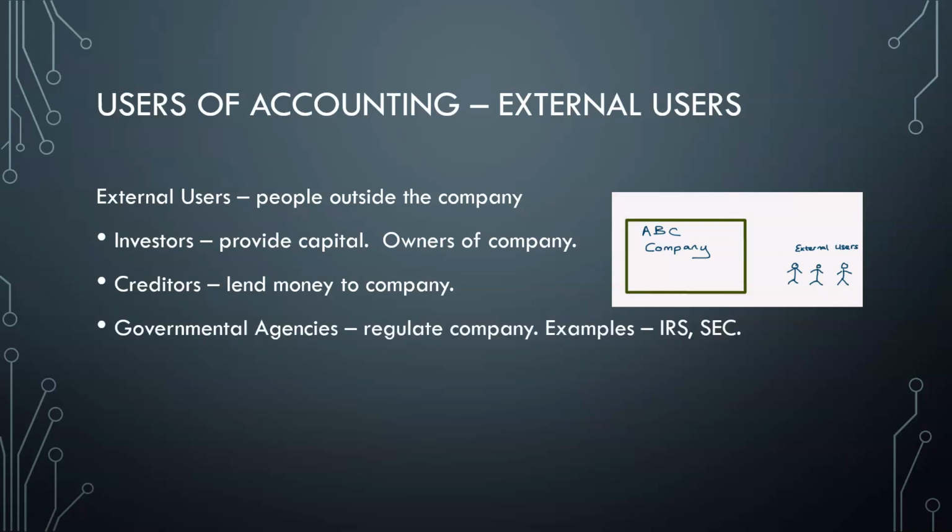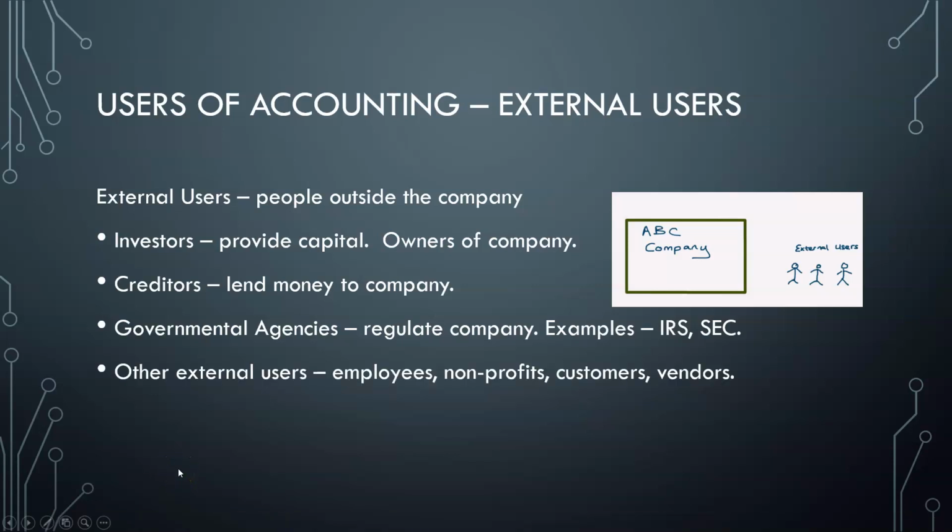Another type of external user are governmental agencies. They regulate the company. Examples of governmental agencies are the IRS, they tax the company, and then the SEC. SEC stands for Securities and Exchange Commission, and they regulate publicly traded companies.